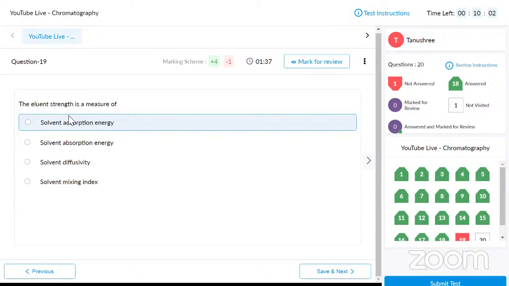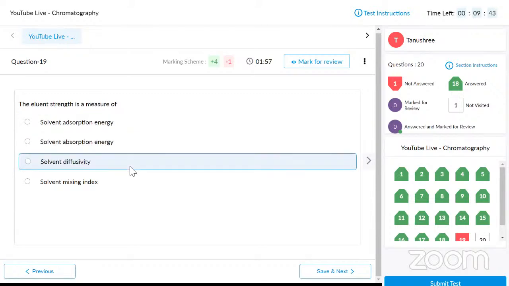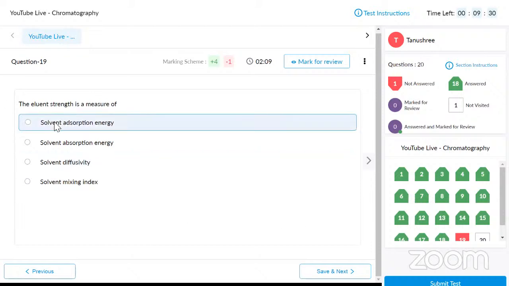The solvent does not have to diffuse either, so solvent diffusivity is also not our answer. And option D is the solvent mixing index. So it also does not measure the solvent mixing index. It only measures the energy that the solvent requires to adsorb. So eluent strength is basically the measurement of the solvent adsorption energy. The more polar the solvent, the greater is its eluent strength, and the more rapidly will the solutes be eluted from your column. So solvent adsorption energy is our answer.